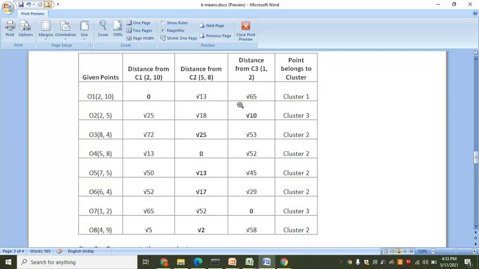Depending upon the minimum distance, here 0 is the minimum distance. As 0 is the minimum distance, O1 is nearest to the centroid C1 and we are assigning O1 to cluster 1. And here square root of 10 is the minimum distance, so O2 is nearest to the centroid C3, so we are assigning O2 to cluster 3. Similarly, we are assigning each and every object to the clusters. In cluster 1, we have O1. In cluster 2, we have O3, O4, O5, O6 and O8. In cluster 3, we have O2 and O7.